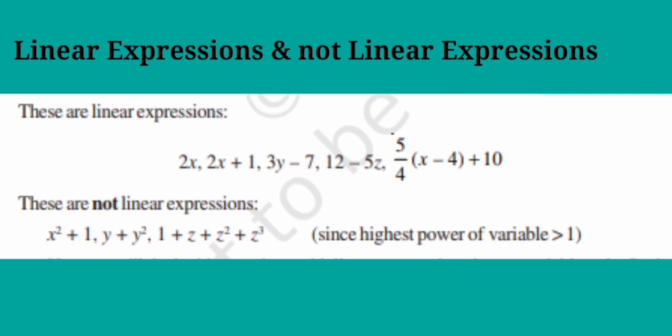Just see, these are not linear expressions. x square plus 1, the highest power of x is 2. In the second case, y plus y square, the highest power of y is 2. It means they are not linear expressions. Understood?